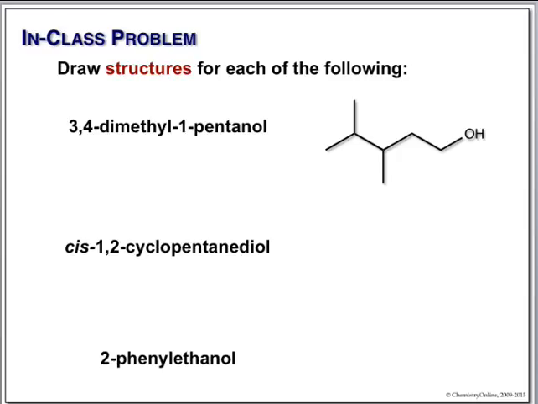We have a cyclopentane parent. It's a diol, so we have 2 hydroxyl groups. They are on carbons 1 and 2, and they are cis. You could draw this with perspective drawings, or you could simply use wedge bonds.